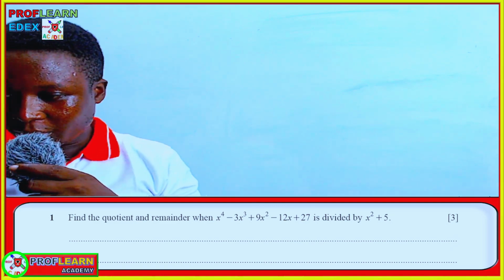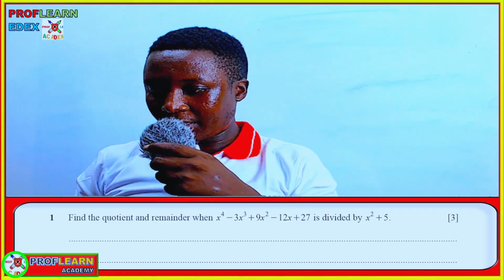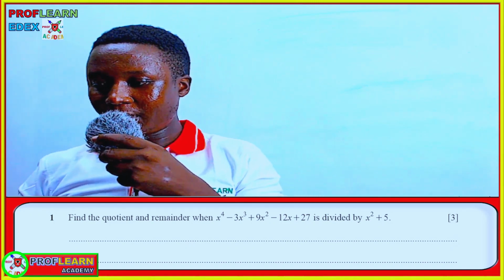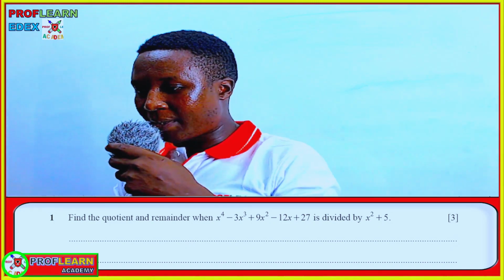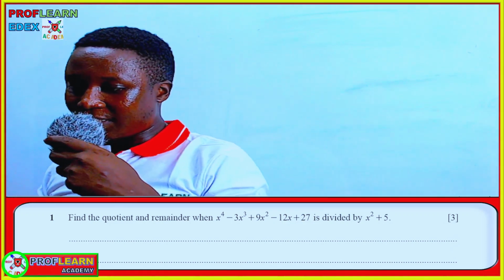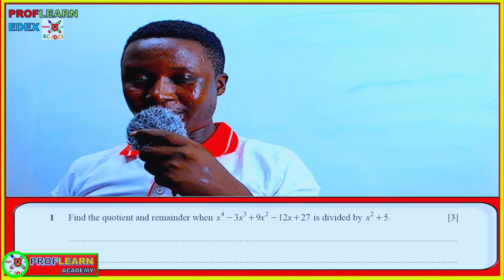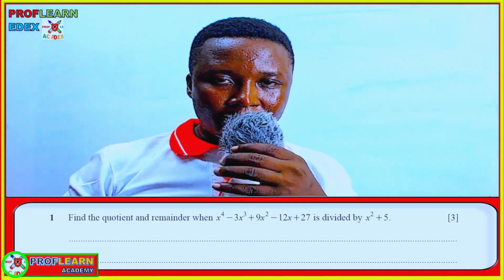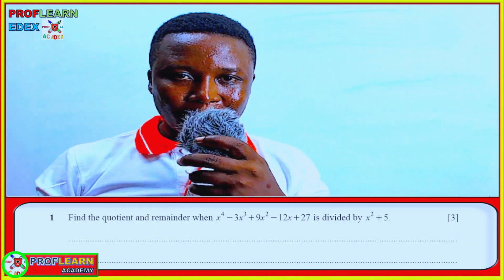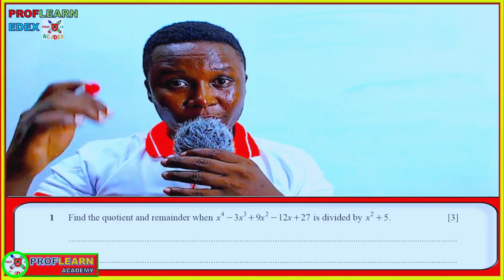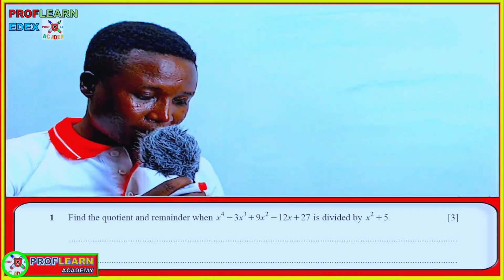Now, given a question, find the quotient and the remainder when x power 4 minus 3x power 3 plus 9x squared minus 12x plus 27 is divided by x squared plus 5. How can you be able to do that question? I'm going to take you through step by step how to apply long division in order to arrive at this particular answer.